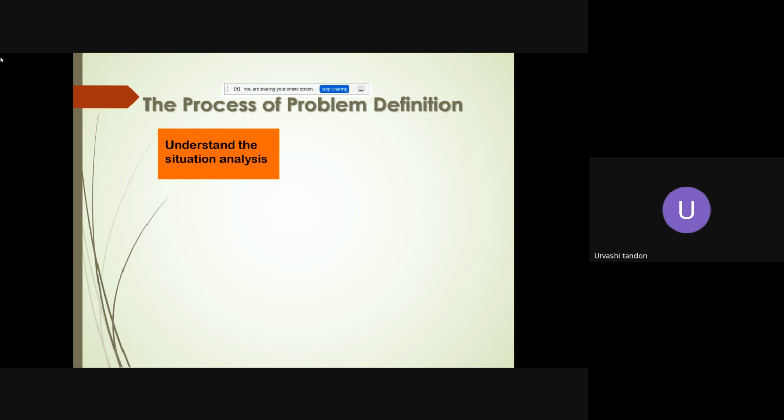First of all, we go for the situation analysis, right? Let me give you the example of telehealth and telemedicine. After COVID-19, telehealth and telemedicine picked up like anything. So the situation was that we all were at our homes, right?